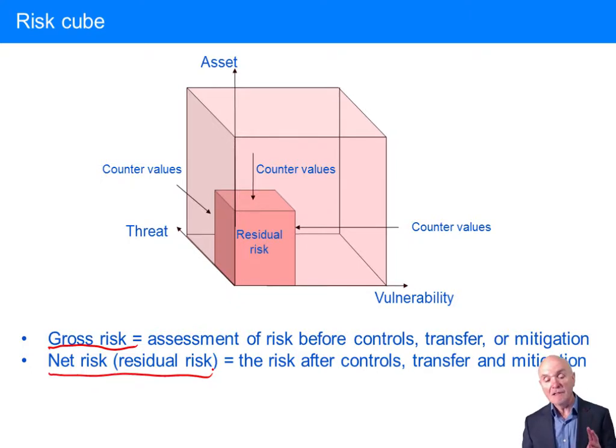And there are three things you can look at to try to reduce the risk here. You can reduce the threat, you can reduce the vulnerability, and you can reduce the value of the asset, which is actually at risk there.